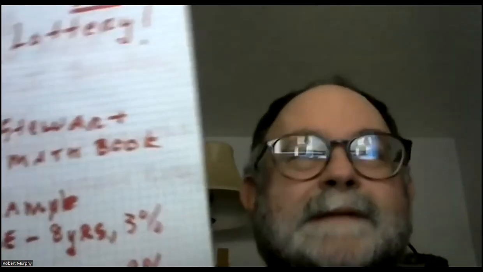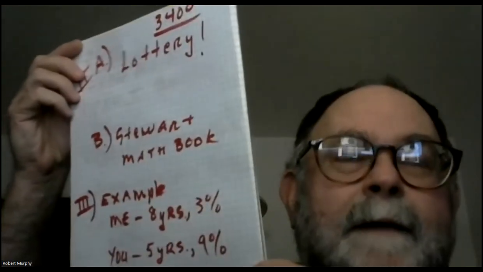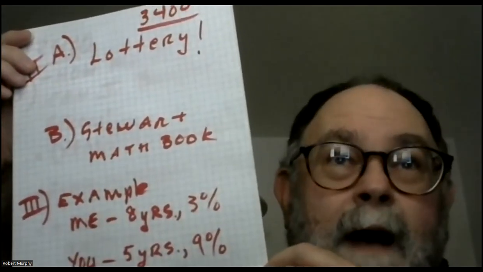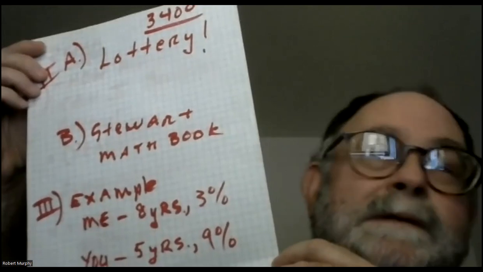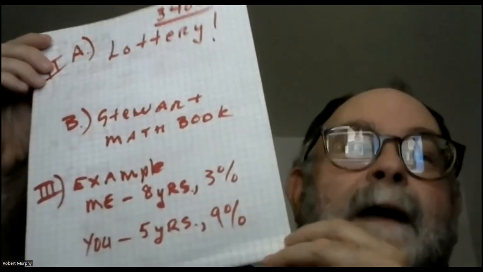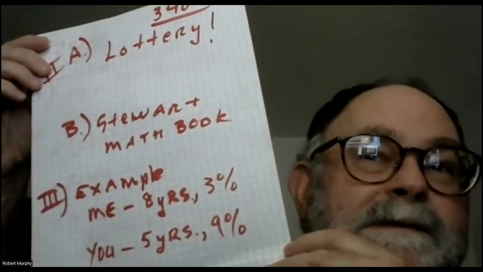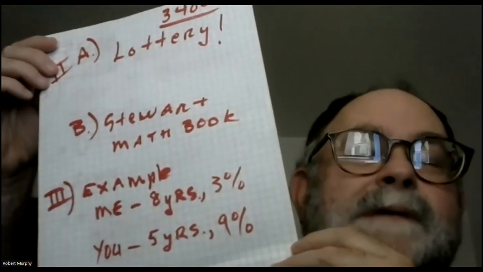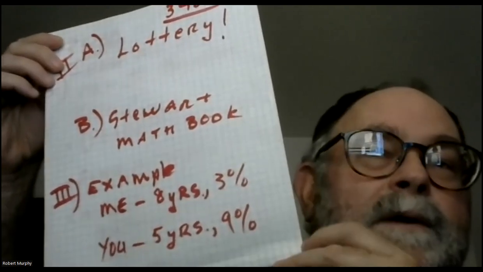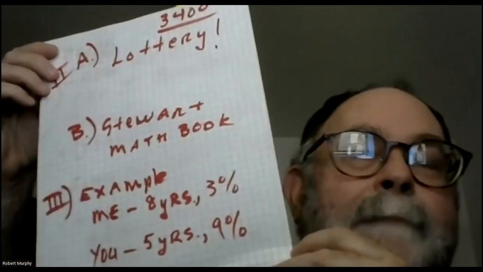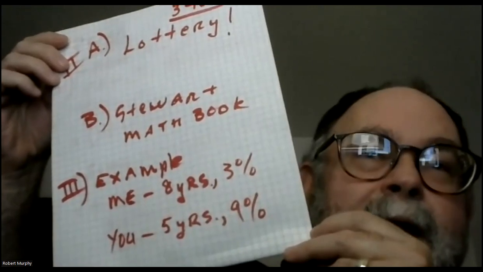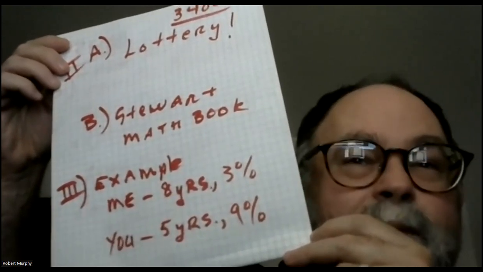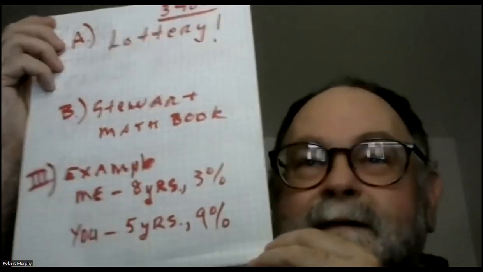And then I'm going to show you this formula actually comes from lottery. I'm going to show you Stewart's math book, where I stole this example from. And finally, the example. When I post this video, I'll figure out where the example starts and I'll put that in the blurb at the bottom. So if you don't want to listen to all this, you can just go straight to the example. Again, the example is me for 8 years at 3%, you at 5 years at 9%, and both of us for $277 a month.